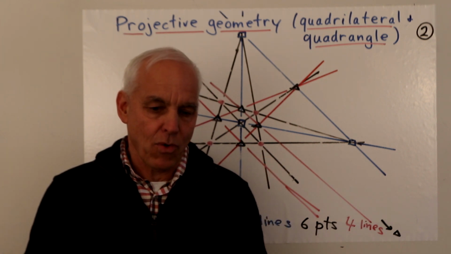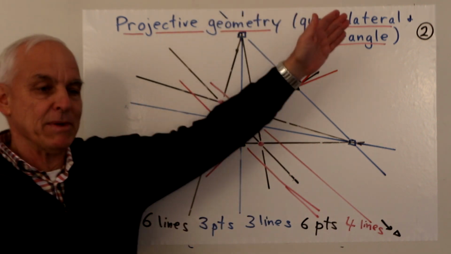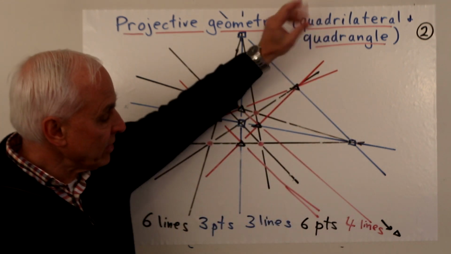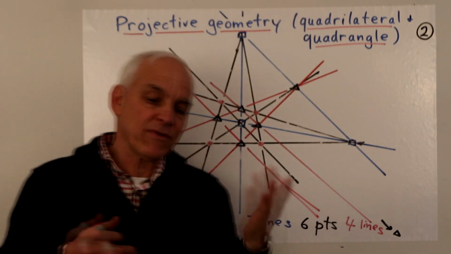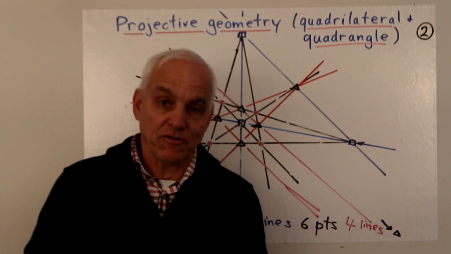at the general quadrilateral or quadrangle. By the way, quadrilateral refers maybe to 4 points, quadrangle to 4 lines. The symmetry between these terms, reflecting the symmetry between points and lines in the projective plane.